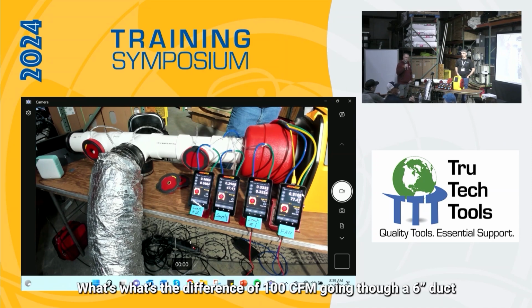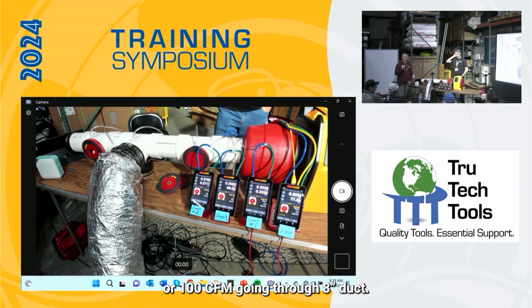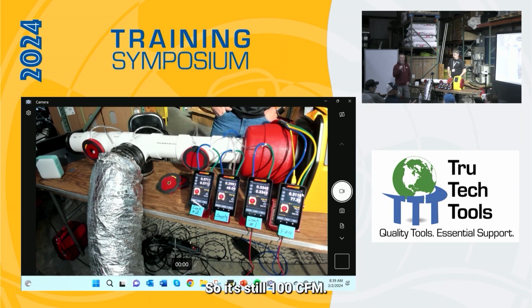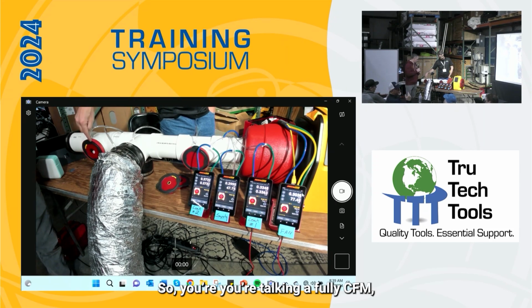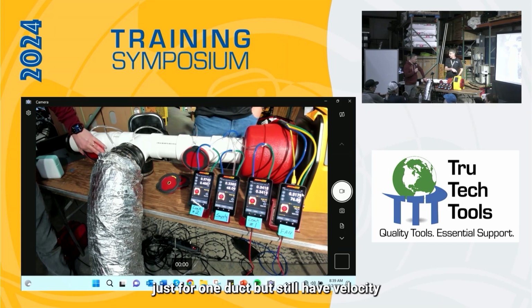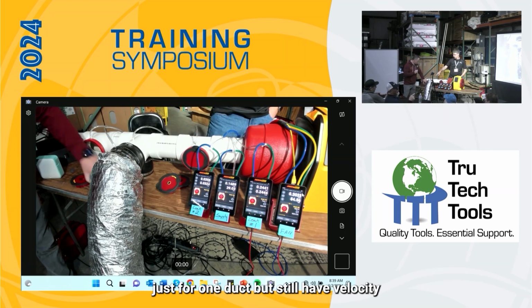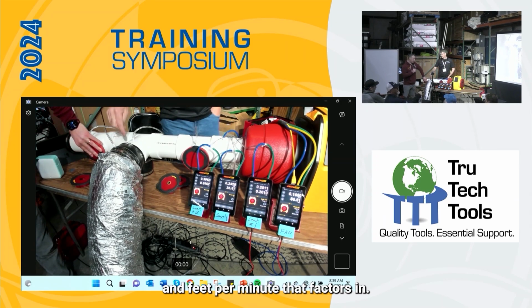What's the difference of 100 CFM going through a 6-inch duct or 100 CFM going through an 8-inch duct? But it's still 100 CFM. So you're missing the other parts of the equation. Let's block this off, and I'll ramp this up manually until we get to 100 CFM and we can see what the static pressure is.